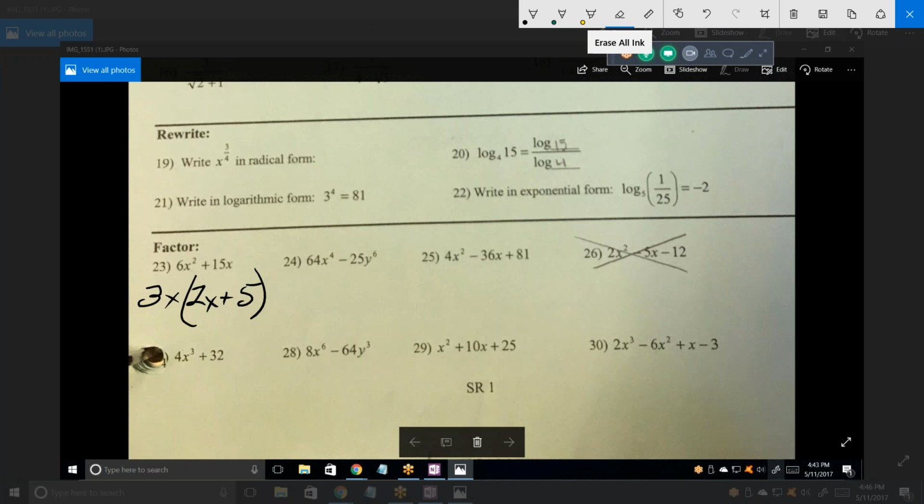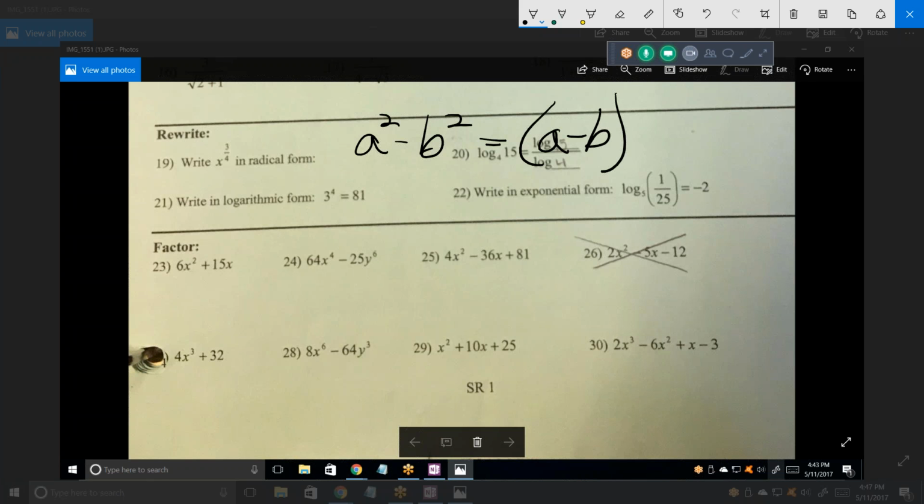Okay, how about 24? Well, it's a difference of perfect squares. Okay, so factor it. Okay, here's how to do this. We know that a squared minus b squared is equal to a minus b times a plus b.